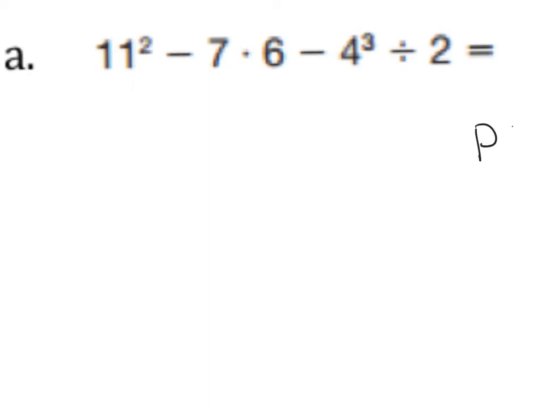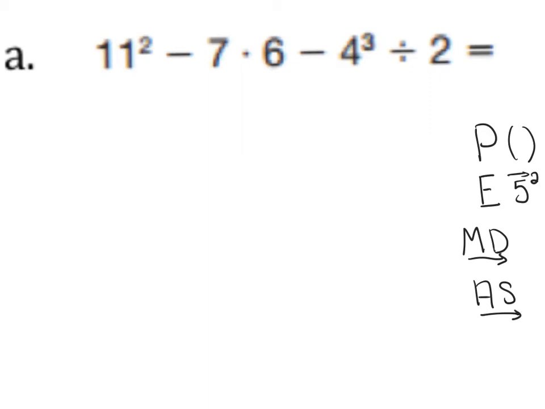We have P for parentheses or B for brackets, just a grouping symbol. Then you have E for exponents, so that's like 5 squared. That's your exponent. Then you have multiplication and division, and these go left to right. And you also have adding and subtracting that also go left to right.